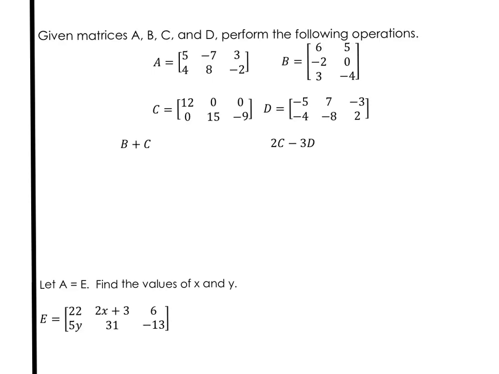Now if we look at the dimensions for matrix B, notice right here we've got 3 rows and 2 columns. That's a 3 by 2 matrix. But if you look at matrix C, it's not exactly the same looking. Matrix C is 2 rows and 3 columns. Now the rule for addition is that the dimensions have to be an exact match. Therefore, there's no sum possible.